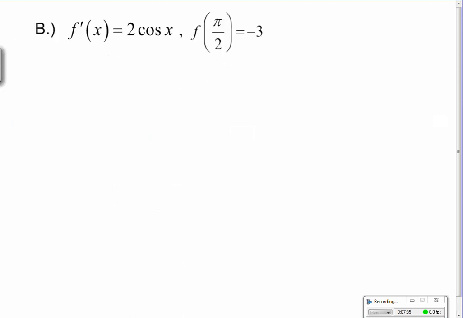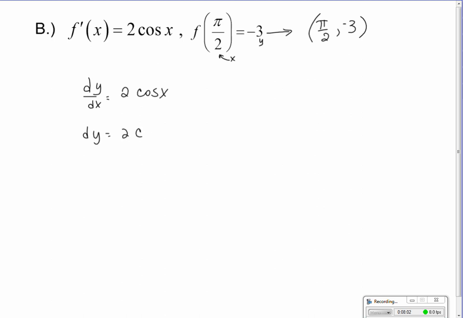Want to try another? A lovely trig one. Let's do a trig function. If it helps you to identify the point, don't be afraid to just jot that down in ordered pair style. I think sometimes that helps. When x goes in, we get out this y value. So f prime of x could be rewritten as dy/dx is equal to 2 cosine x. Swing the dx over to the other side by multiplication.